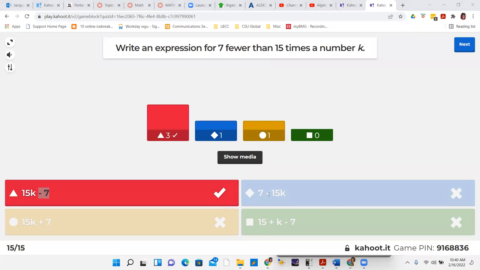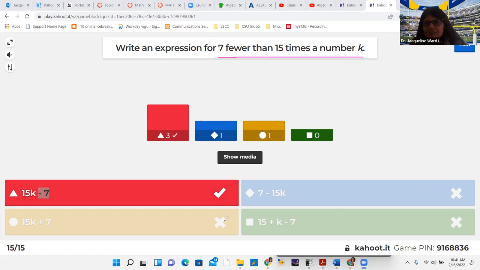So still a couple of issues with the order of the subtraction, I think. Or maybe you feel pressure with the timer and the music playing. I don't know. But I know it's easy to do that. I don't care that you can do it that quickly, as long as you really do understand and can figure out how to write an expression using fewer than. So if I said there were 7 fewer students in the class than there were to begin with, because students dropped, that means I would subtract 7 from the original number of students.